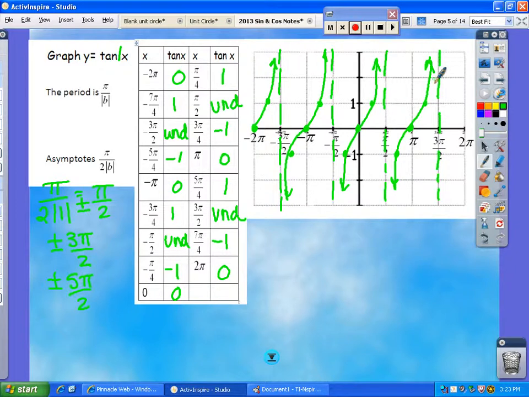All right, so here, my other undefined at 3 pi over 2. At 7 pi over 4, I'm down at negative 1. And at 2 pi, I'm at 0. And that's just where my graph stops. That's why I'm stopping.